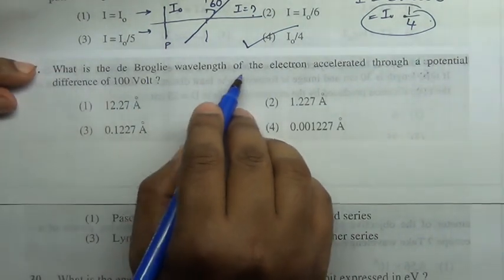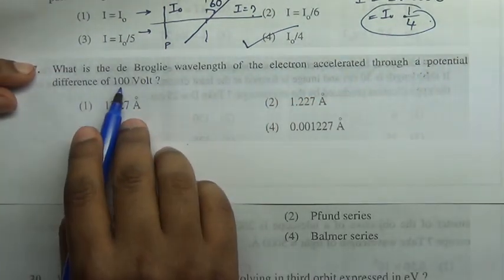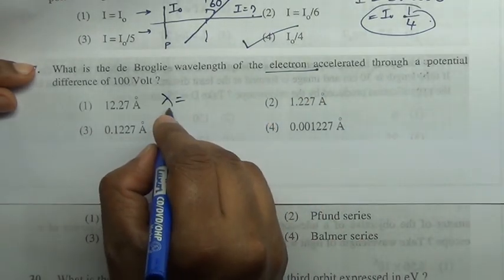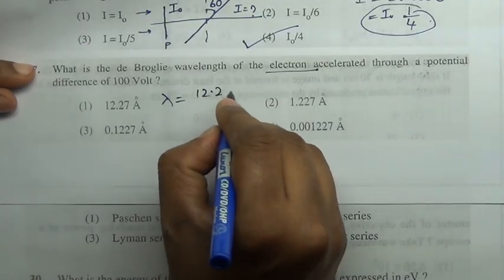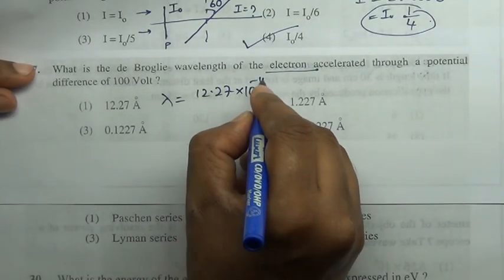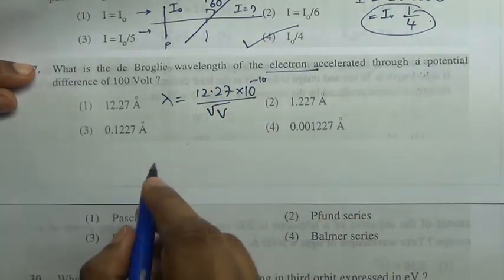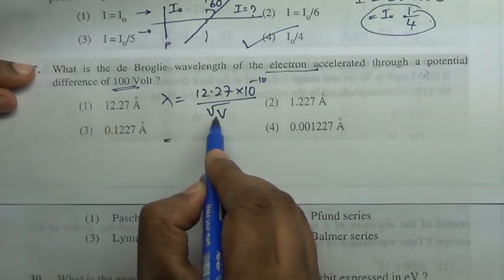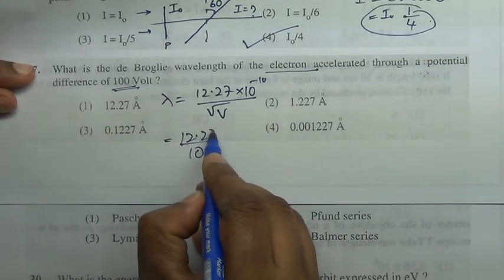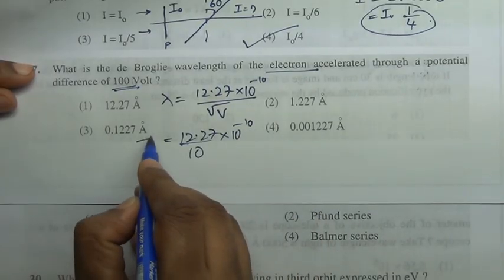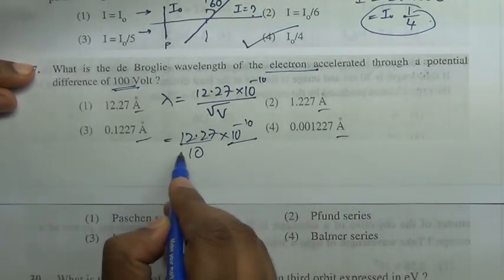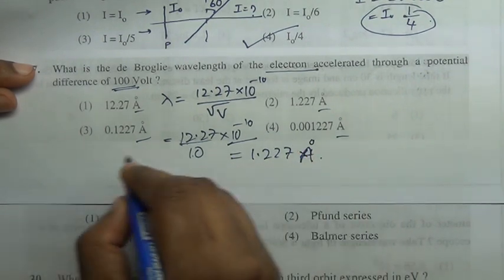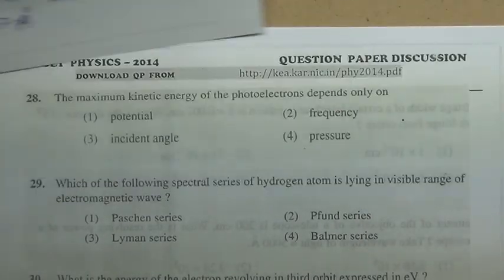What is the de Broglie wavelength of an electron accelerated through a potential difference of 100 volt? Since it is electron, we can use this equation for de Broglie wavelength: 12.27 into 10 power minus 10 by root V. This equation is true only for electron. Since it is 100 volt, root of 100 is 10. All are in angstrom, therefore this becomes 1.227 angstrom.